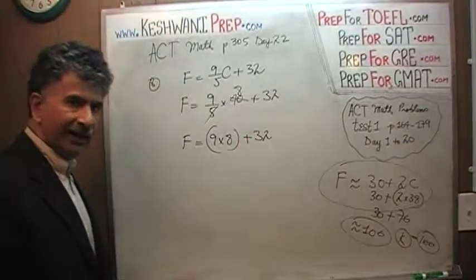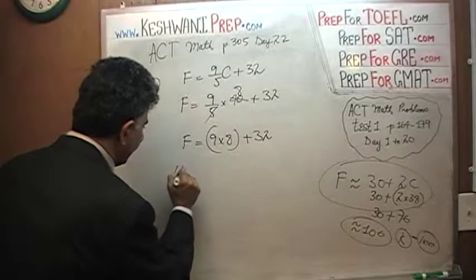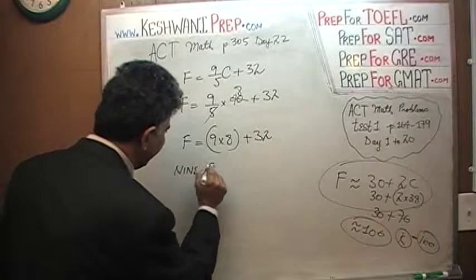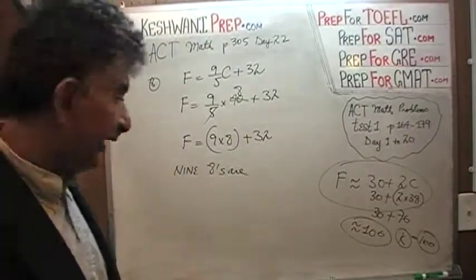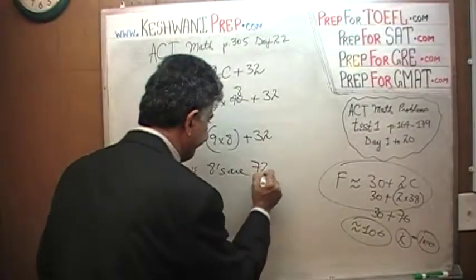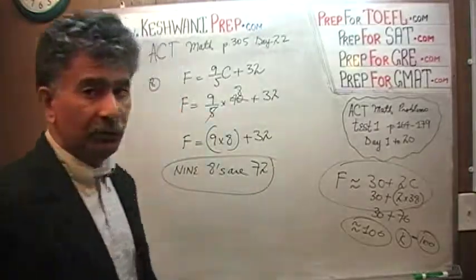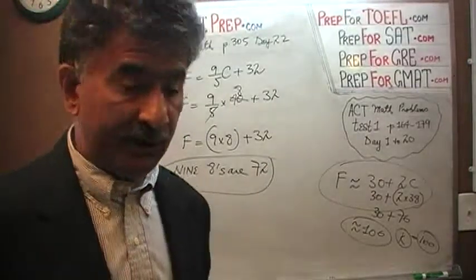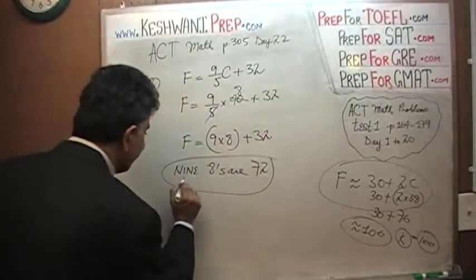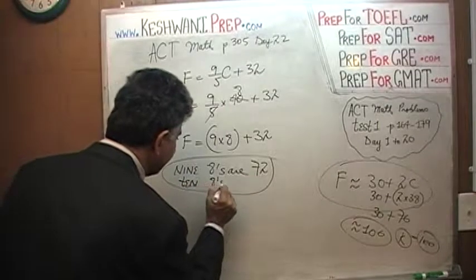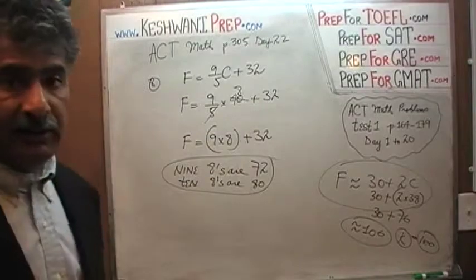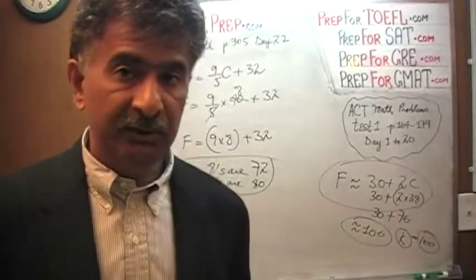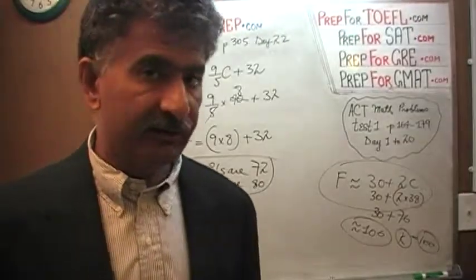And of course we know that 9 8s are, this is how we speak. How much are 9 8s? 9 8s are 72. How do I know 9 8s are 72? Because I know that 10 8s are 80. If 10 8s are 80, then 9 8s, it stands to reason, must be 8 less than 80. 8 less than 80 is 72.